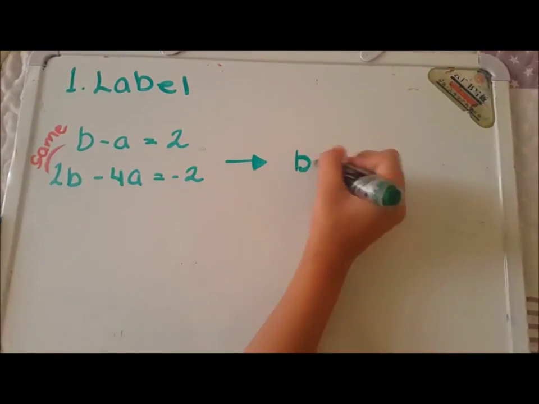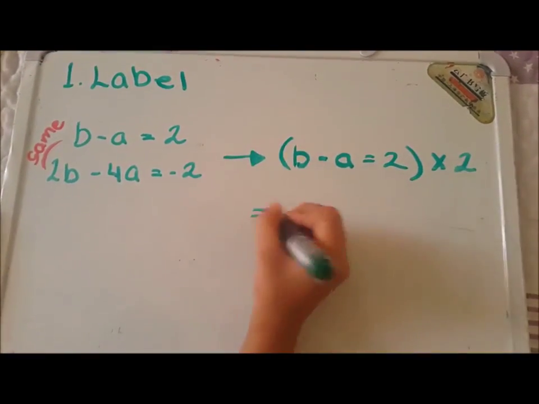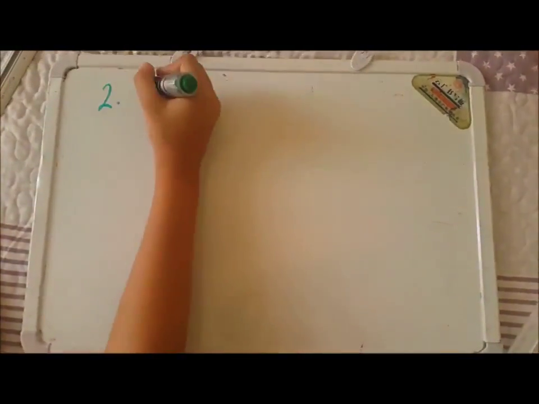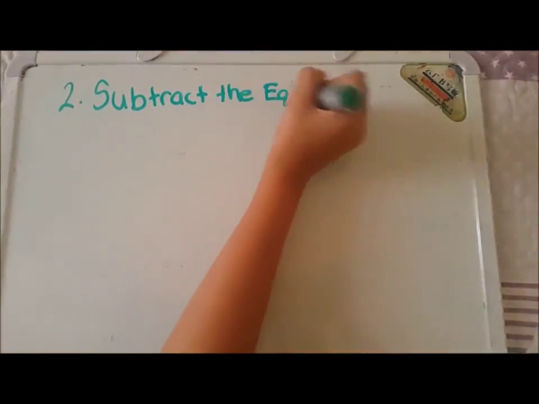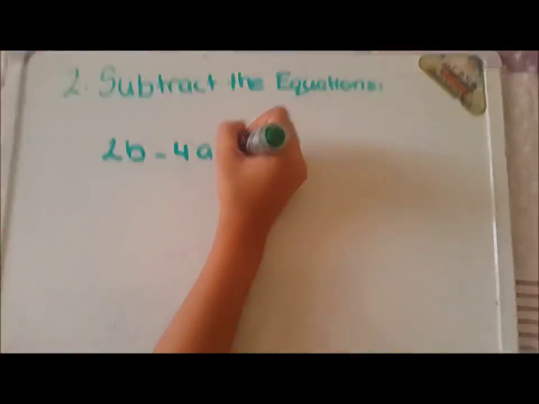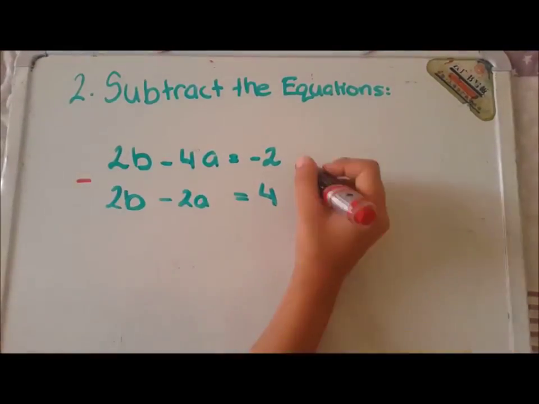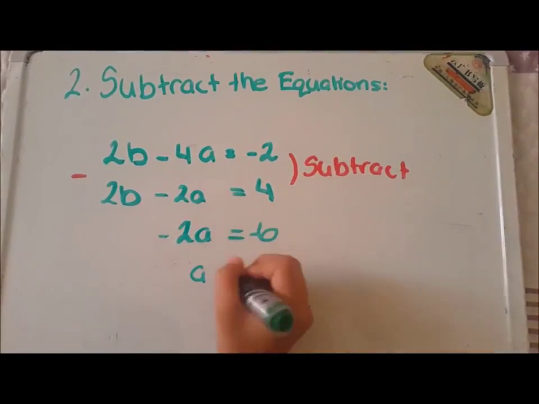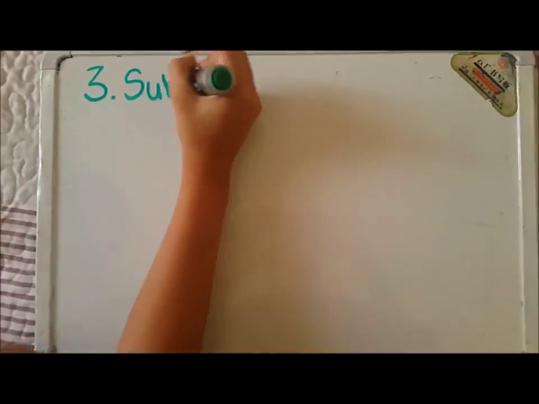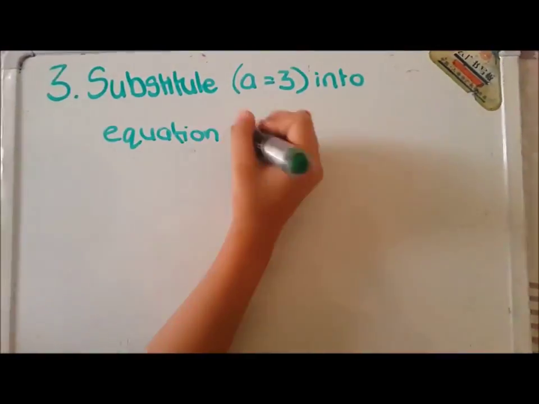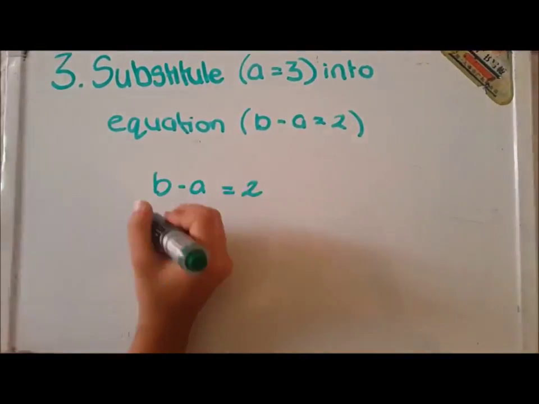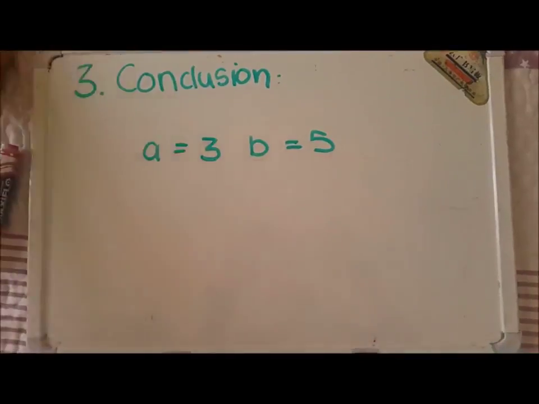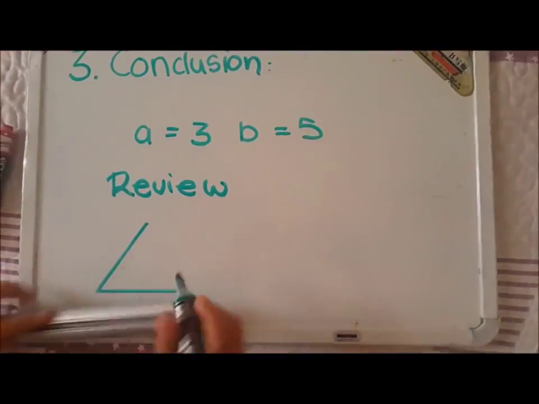Thus, to complete this, we multiply the equation b minus a equals 2 by 2. Next, subtract the equations as per the following. Substitute the value a equals 3 into equation b minus a equals 2 to identify the value of b. In conclusion, the two terms a and b are equivalent to a equals 3 and b equals 5.